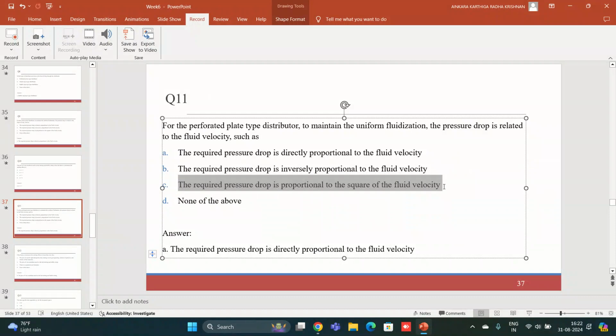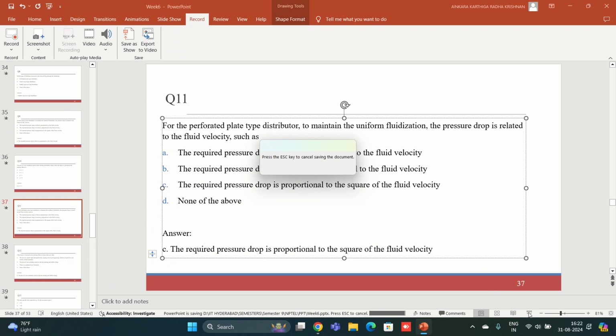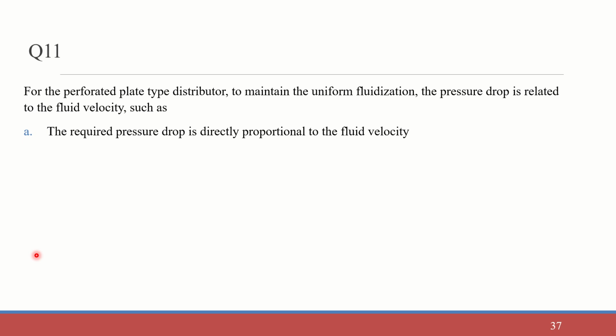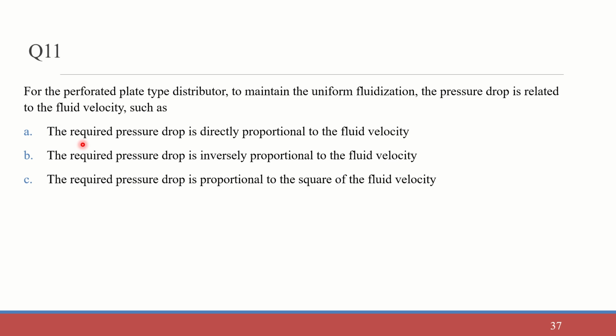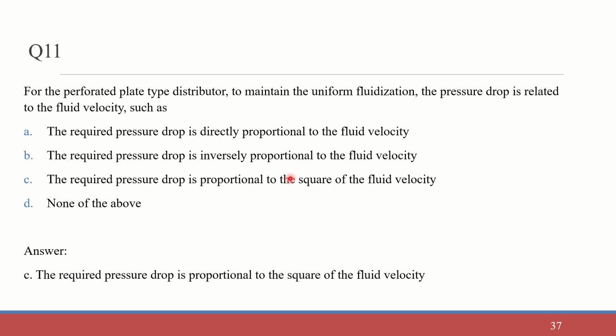Now the answer is actually proportional to square of fluid velocity. As we have seen, for perforated plate distributor, to maintain uniform fluidization, pressure drop is related to fluid velocity, such as required pressure drop is proportional to the square of fluid velocity. The answer is option C.